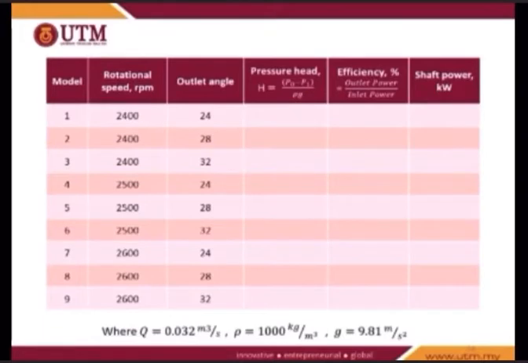So this one is for case 2, where I have 9 models and I manipulate the value of rotational speed and outlet angle. In this, there are 3 different rotational speeds that I have used, which are 2500 rpm, 2550 rpm, and lastly 2600 rpm. And there are also 3 different outlet angles, which are 24 degrees, 28 degrees and 32 degrees.